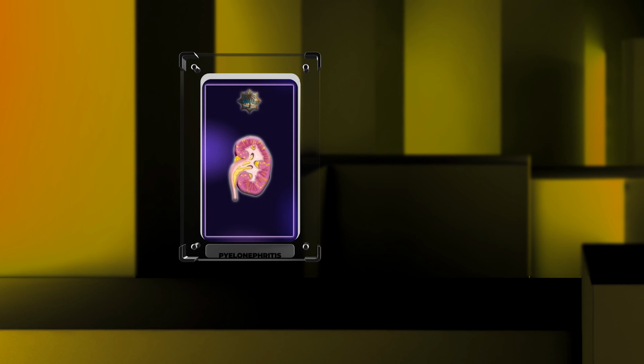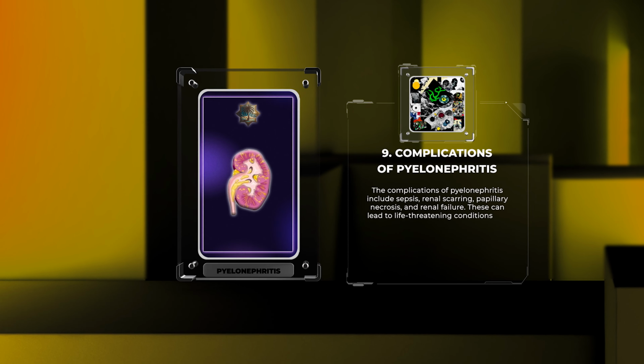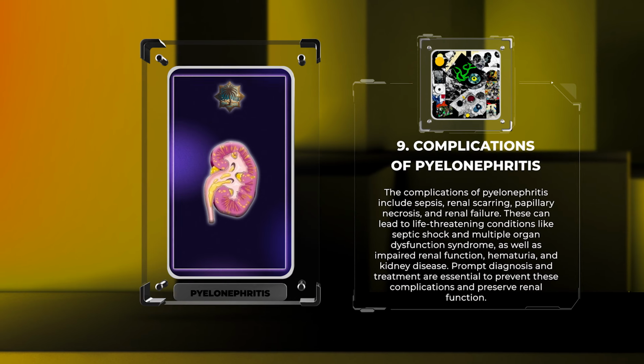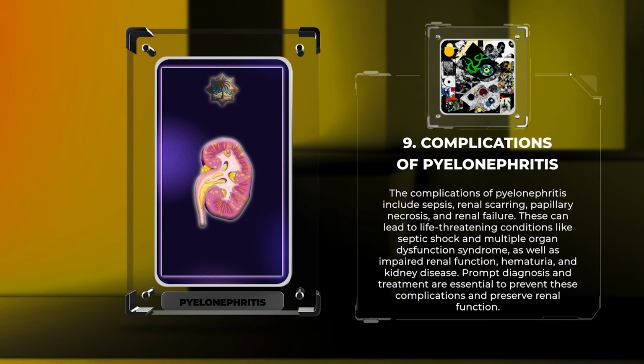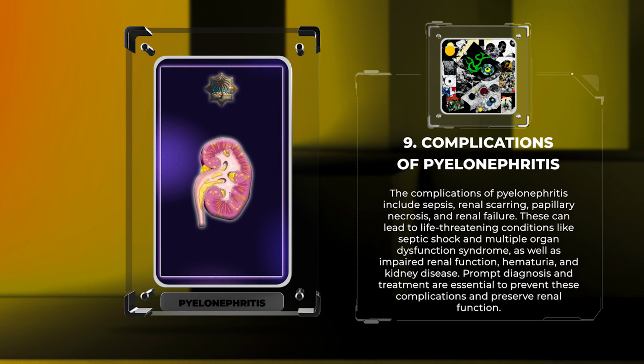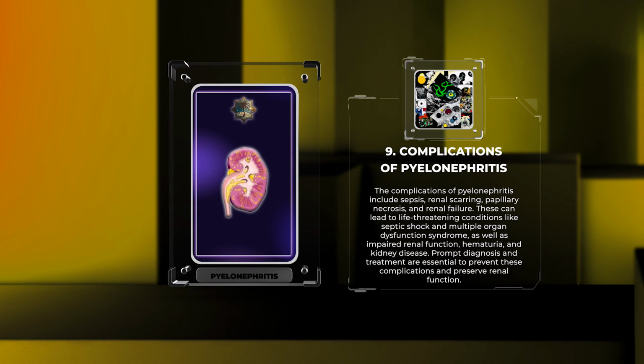The complications of pyelonephritis include sepsis, renal scarring, papillary necrosis, and renal failure. These can lead to life-threatening conditions like septic shock and multiple organ dysfunction syndrome, as well as impaired renal function, hematuria, and kidney disease. Prompt diagnosis and treatment are essential to prevent these complications and preserve renal function.